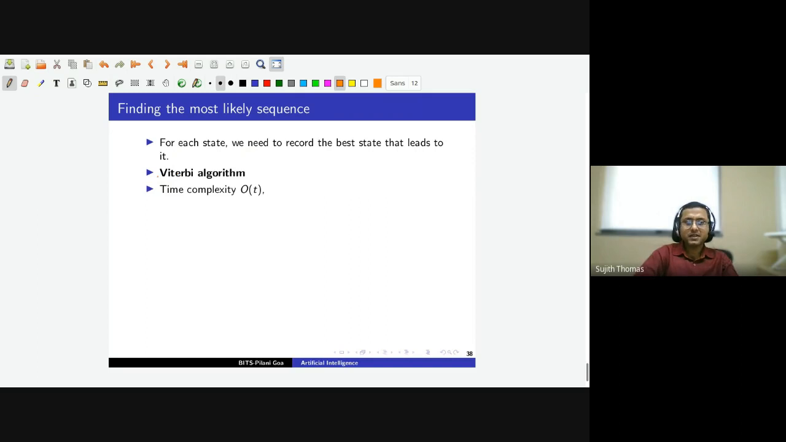So the Viterbi algorithm has time complexity which is linear in t, because we are simply passing a message along the various time steps. And the space complexity is also order of t, because we need to store the best previous state for every time step.